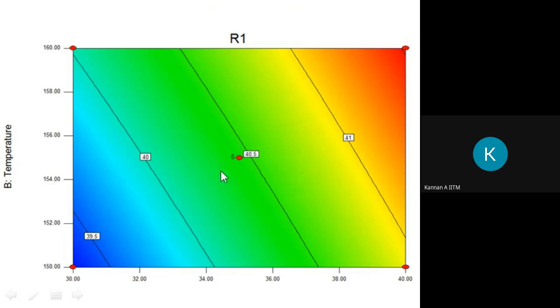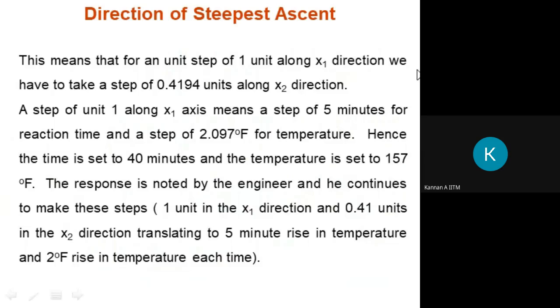And the direction should be, if I change x1 by 1 unit, I should change x2 by 0.5 units approximately. So this is 1, this is 0.5. So this would be my steepest ascent direction. If I take a unit step of 1 along the x1 direction, we take 0.4194 units along the x2 direction. So a step of x1 means 5 minutes for time, and 2.097 degrees Fahrenheit for temperature.